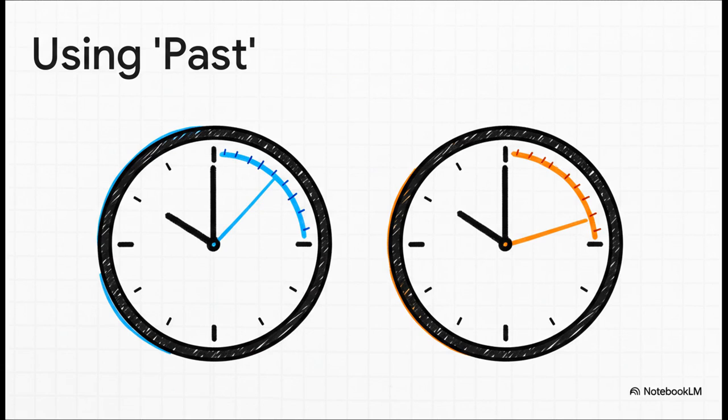Let's see it in action, because that makes it way easier. Okay, so if it's 2:10, you wouldn't say 2 past 10. Nope, you flip it. It's 10 past 2. See? 10 minutes have passed since it was 2 o'clock. Same thing for 5:20, that becomes 20 past 5.